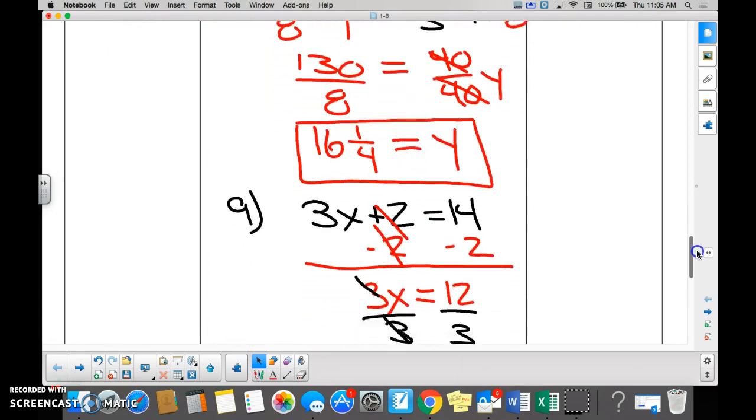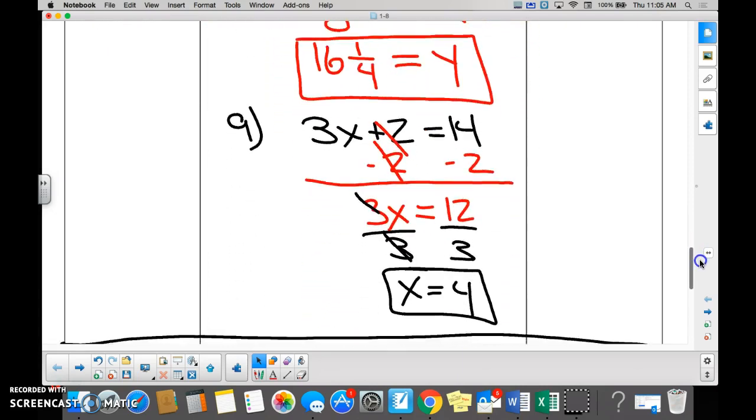And then number 9 was a multi-stepper. We had 3x plus 2 equals 14. We needed to figure out what do we do first. We know we have to get the variable by itself, but how do we get the variable by itself? It's surrounded by a 2, and it's surrounded by a 3. So we're like, well, wait a minute. It's surrounded by a plus 2, so let's just do the easy thing and subtract 2 from both sides, right?